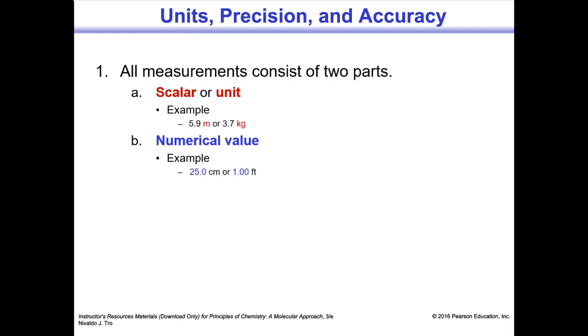Okay, so all measurements consist of two parts. We have the scalar, or in other words, the unit. This is like meters or kilograms. So I have 5.9 what? Well, I have 5.9 meters, versus maybe I have 5.9 centimeters.